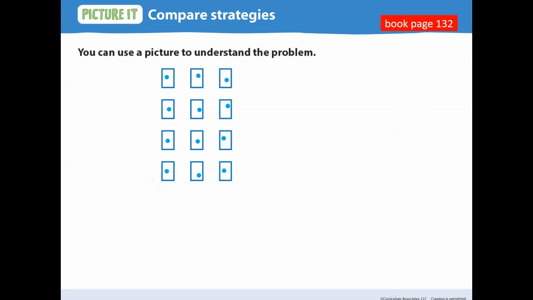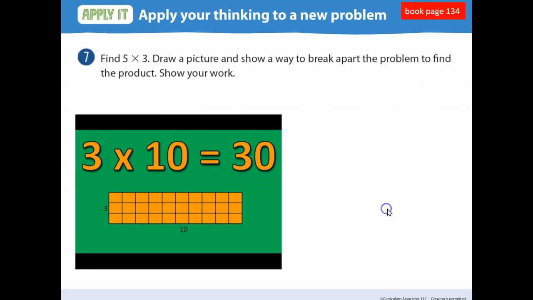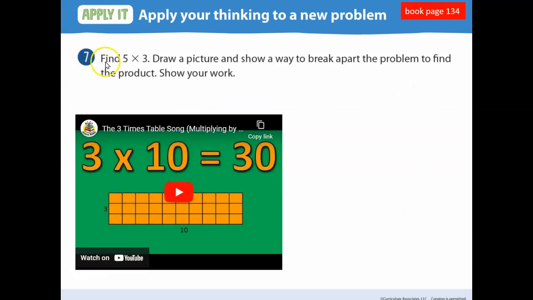Okay. 5 times 3. Draw a picture and show a way to break apart. Okay, don't worry about the whole breaking apart thing. So if I use 5 times 3, how many rows am I making? 5. That's the first number. 1, 2, 3, 4, 5. And how many in each row? 3. Or how many columns am I going to need? 3, right?